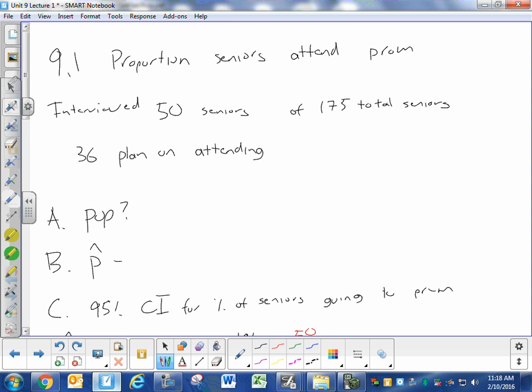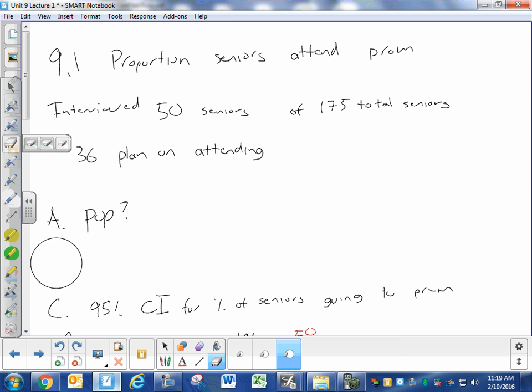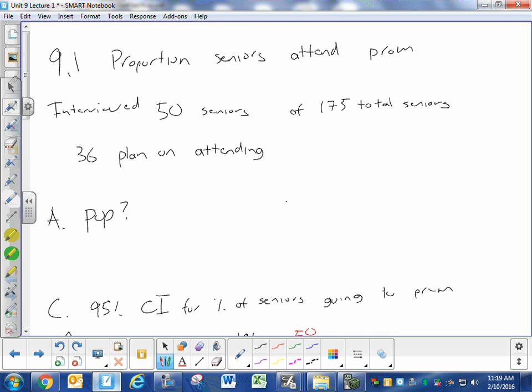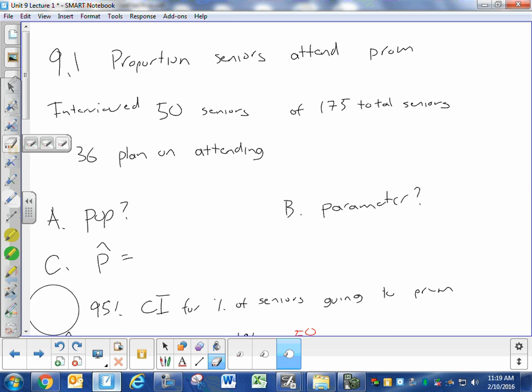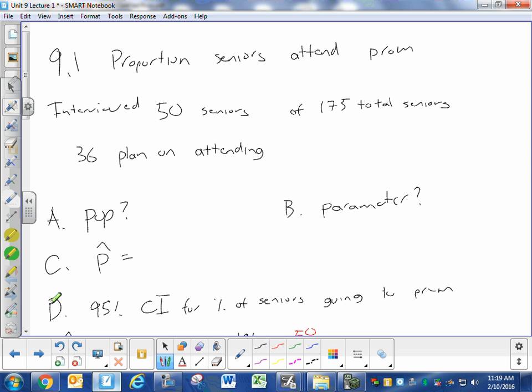Question A, what is the population that we are attempting to study? Question B is, what is the parameter that we are going to study? Question C is, what is our sample proportion? And question D is, create a 95% confidence interval. Don't start D until you do A, B, and C and we go over it.